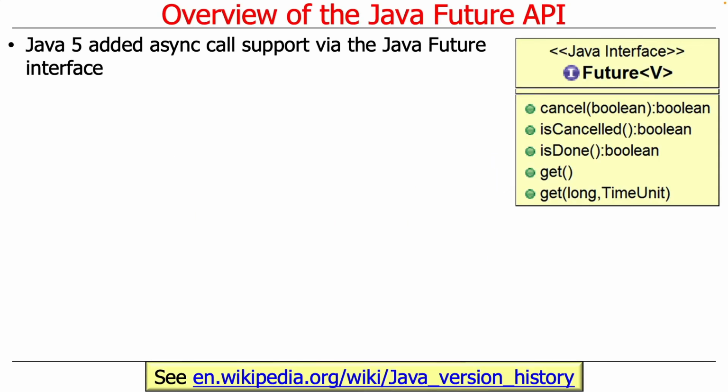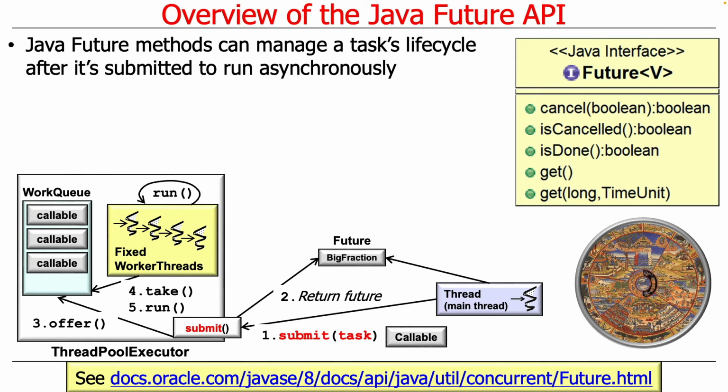So let's talk about the Future API. The Future API was added in Java 5, which came out in 2004. And that's where they first really had serious built-in support for asynchronous method invocations. And there's this Future interface, you can see here. And the methods in the Future interface, cancel, isDone, and get, are designed to help manage a task's life cycle after it's submitted to be run asynchronously. And we'll talk more about how that works shortly.